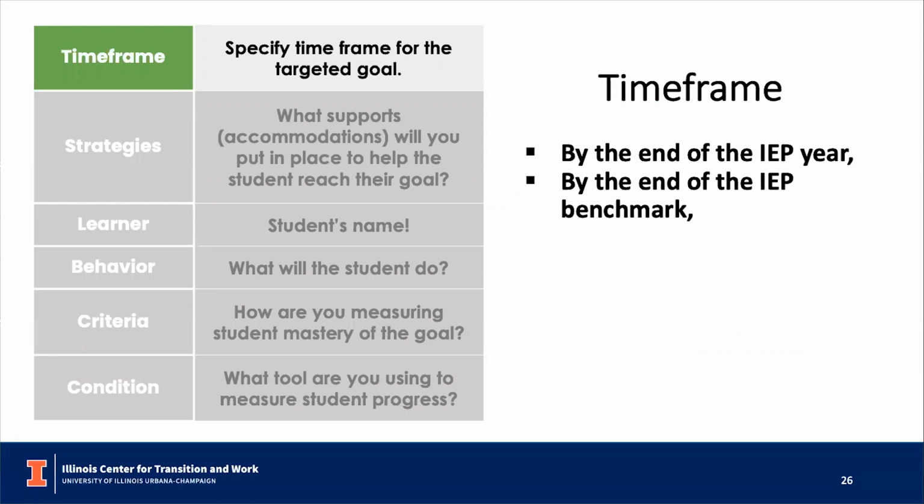So thinking about, when is this goal going to be achieved by? If they're only going to be completing this internship through the end of the year, maybe this goal ends at the end of this year and we start a new goal for next year. But think about when this time frame in the goal will reasonably be achieved by. So we're talking about by the end of the IEP year, by the end of the IEP benchmark, by the end of the academic year. Think about what that looks like. We don't necessarily need to automatically say by the end of the IEP year, because that might not make sense for the programming that's available for that student.